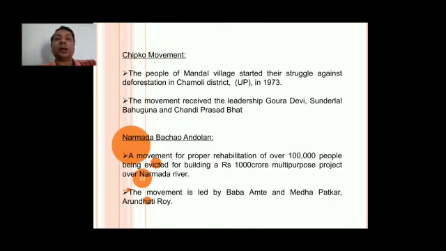Narmada Bachao Andolan, a movement for proper rehabilitation of 1 lakh people being evicted for building a rupees 1000 crore multi-purpose project over the Narmada River. The movement is led by Baba Amte, Medha Patkar and Arundhati Roy.